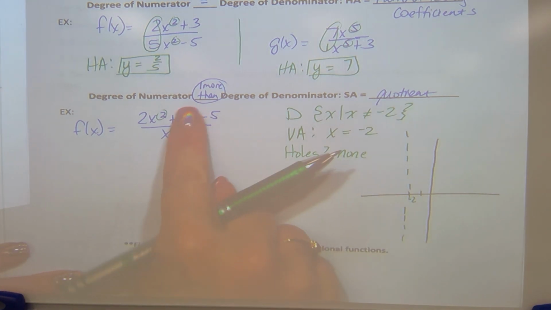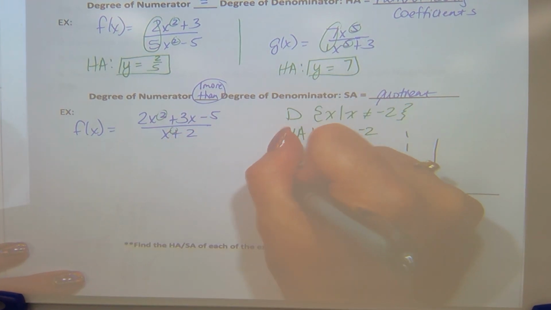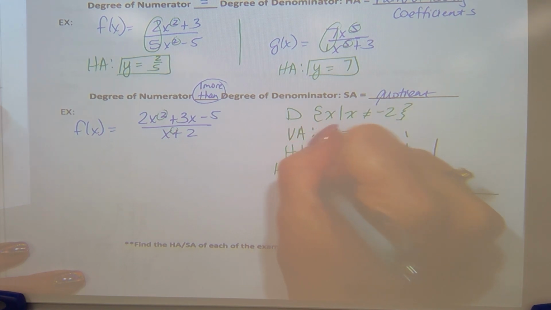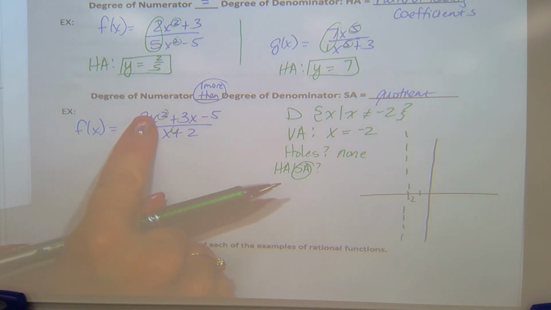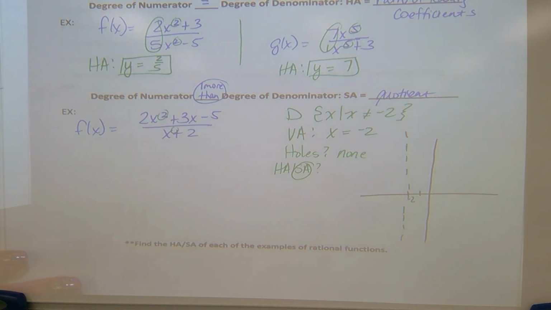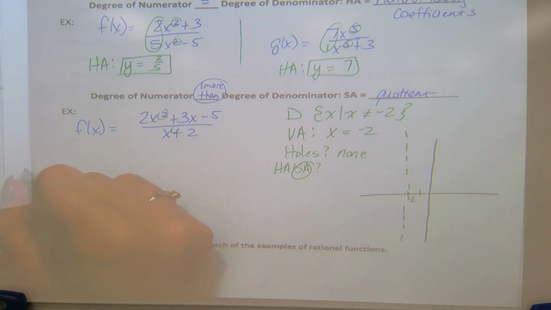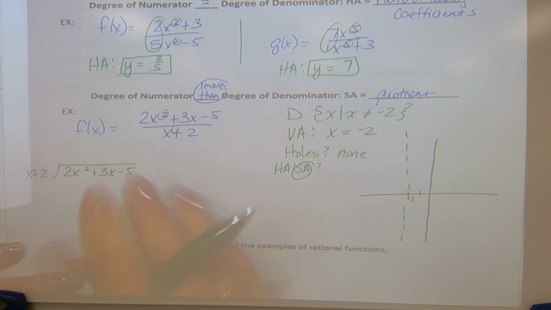We said we compared the degree of the numerator to the degree of the denominator. So when I figure out whether I have a horizontal or a slant asymptote, I know it's going to be a slant asymptote because the degree of the numerator is 1 more than the degree of the denominator. To figure out what that slant asymptote is, I have to do my division. Let's set it up. Let's say x plus 2 divided into 2x squared plus 3x minus 5.